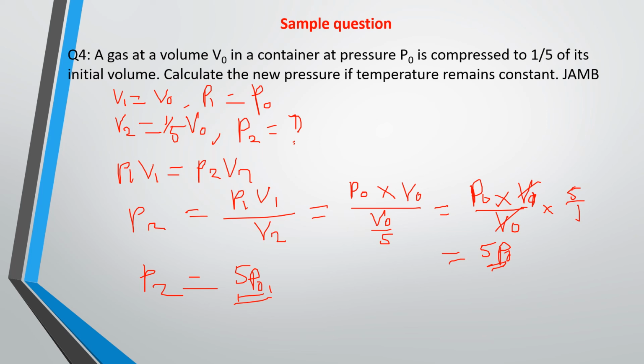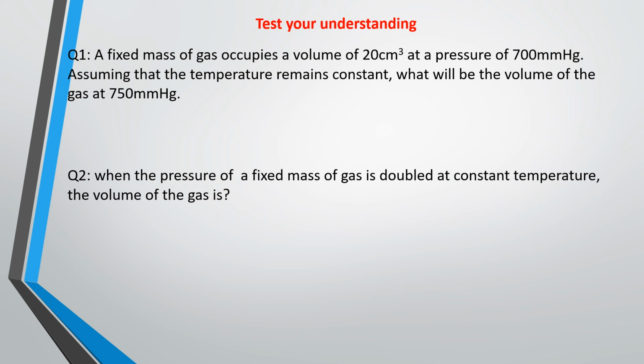Please solve more problems from your textbook and from some past question papers. Besides that, please go through this Test Your Understanding page. Go through these questions and try to solve them. If a fixed mass of gas occupies this volume at this pressure, assume that the temperature remains constant, what will be the volume of the gas? We've solved this before. Then, when the pressure of a fixed mass of gas is doubled at constant temperature, the volume of the gas is what? Solve this problem just like the one we solved just now. These are JAMB questions.